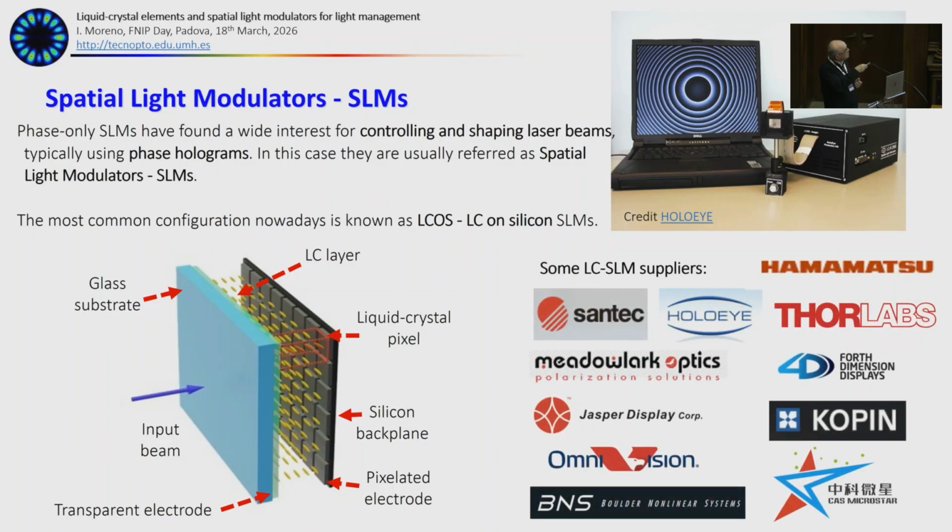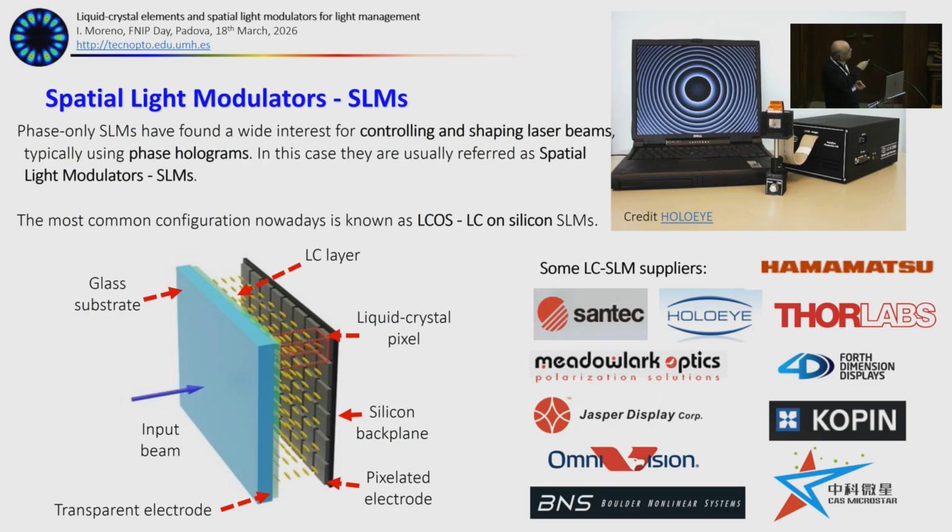You can see here a picture that I borrowed from the company HoloEye, where you have a computer, you display these rings, which is the diffractive lens, and these rings are displayed on the microdisplay, and then if we illuminate the microdisplay with a laser, this display will act as a lens. Okay? This is the structure of the device.